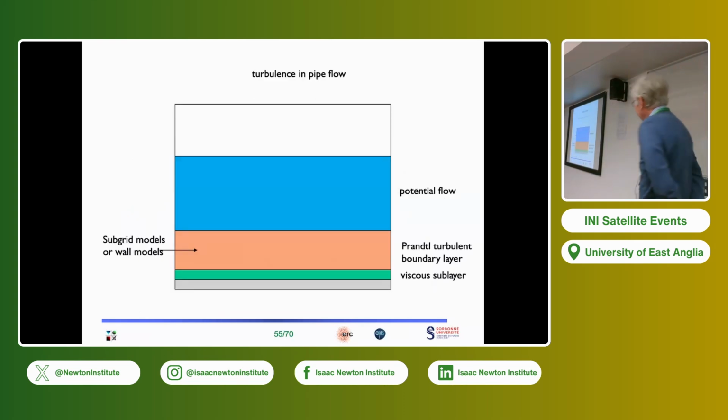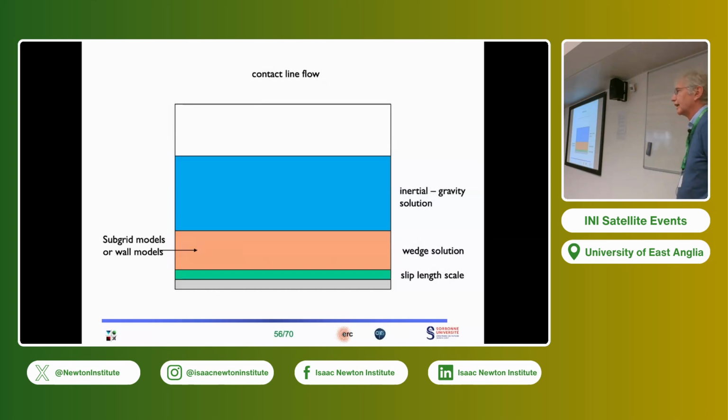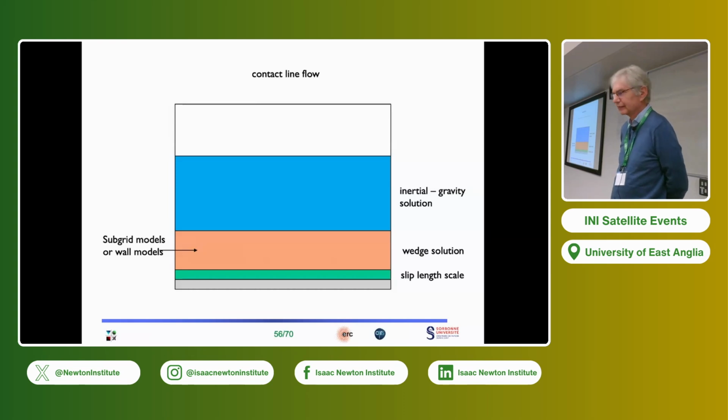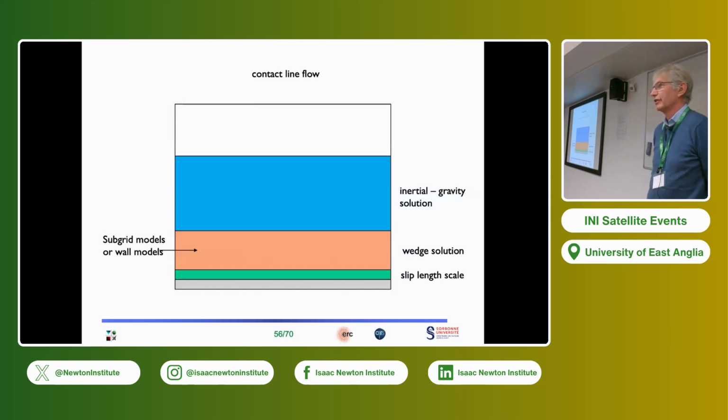So you could say that in turbulence, you sometimes have an outer solution which is a potential flow, or in a pipe flow, it's a plug flow with some turbulent viscosity. And then you have the Prandtl layer, the log layer, this orange region, and then you have the viscous sublayer. So you could have the same thing in contact line dynamics. You would have the outer solution, this green region where I said it was like a pendant droplet. So there you have gravity and surface tension, or you can have, in some cases, an inertial gravity solution. Then you would have the wedge solution, and finally the slip length scale.